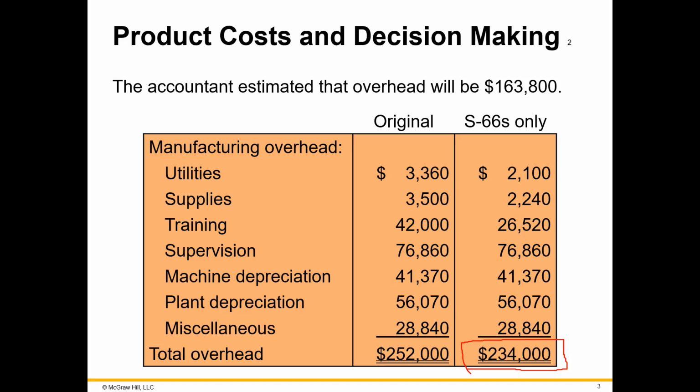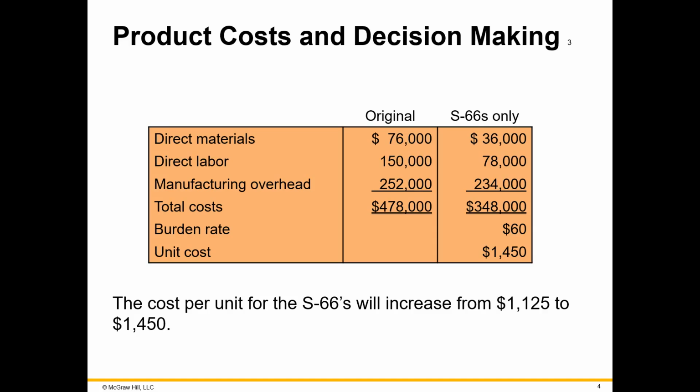And so in this case, we were really off because overhead between the two product lines are tied much closer together than we thought. Since we dropped one of the lines, but manufacturing overhead overall didn't go down that much, it only went down $18,000, then our overall total costs are going to be much higher per unit than previously. So the S66 previously cost us $1,125 per unit. Now it's costing us $1,450. So dropping the S72 line really increased unit cost for the S66 line.